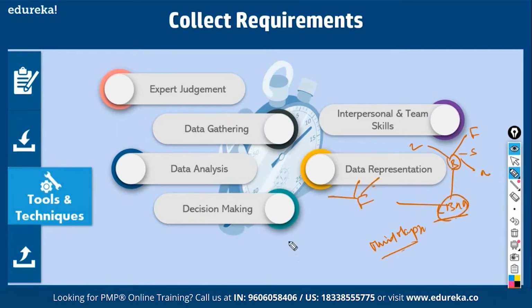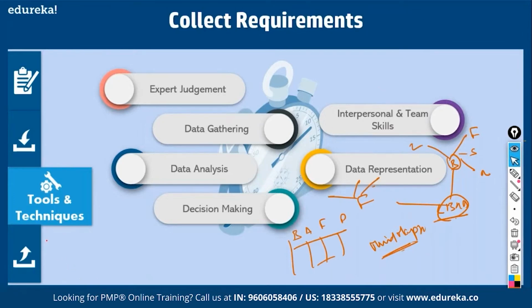Once you get all this data, you put them in some sort of homogeneous groups: all ideas relating to books, all ideas relating to audiovisual equipment, all ideas relating to furniture, all ideas relating to parking space. That is called affinity diagramming. You come up with mind mapping and affinity diagramming as data representation. So we have collected requirements. So what do you come up with at the end of this process? You come up with a requirements documentation, isn't it?